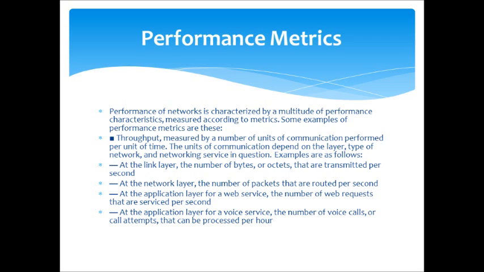Performance metrics. Some examples of performance metrics are these: throughput, measured by a number of units of communications performed per unit of time. The units of communications depend on the layer and type of network and network service in question. Examples are as follows. At the link layer, the number of bytes or octets that are transmitted per second.